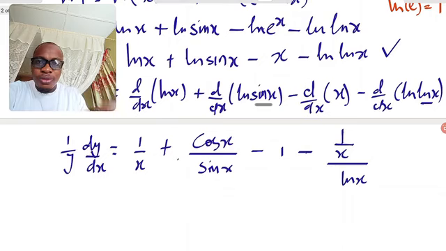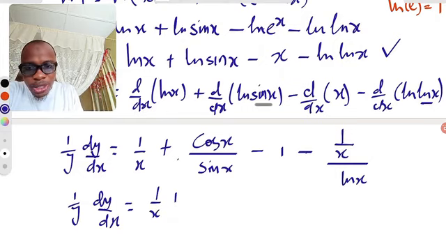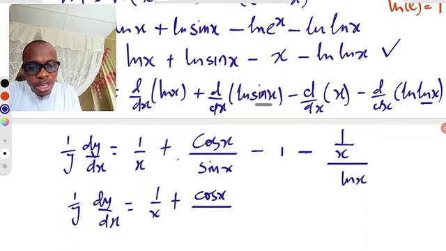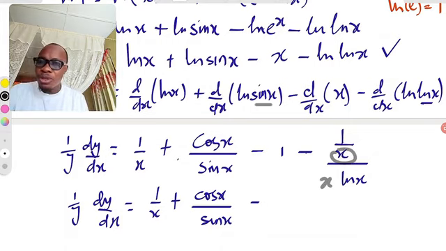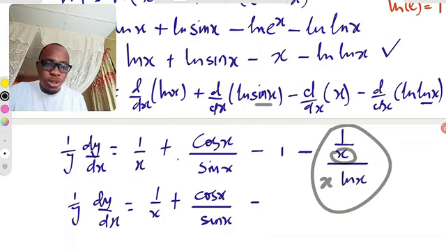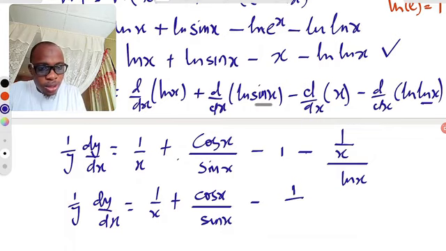So now from there, we are going to have 1 over y dy/dx equals 1 over x plus cos x all over sine x, minus, now this one here, this x here, we have to come down here. Do you understand? So therefore, to simplify this further, that is what will happen. We're going to have 1 over x ln of x. Let's put it in brackets like this.